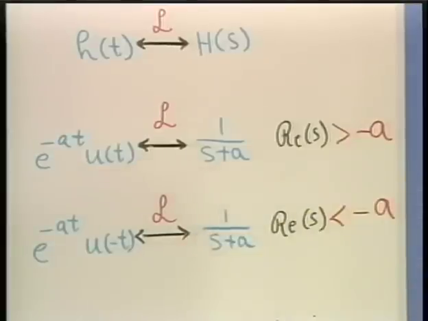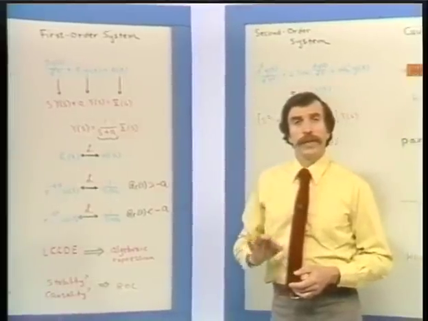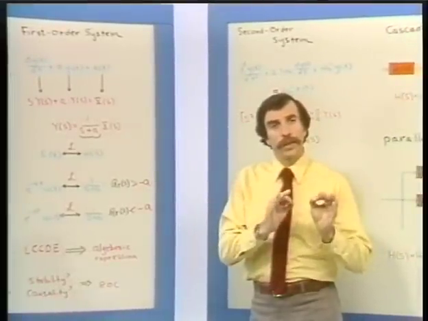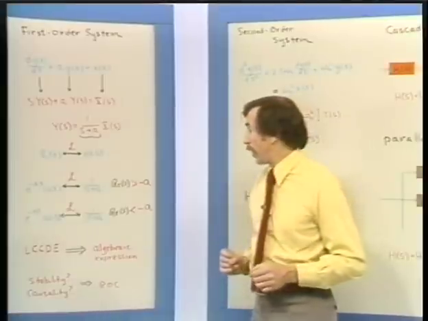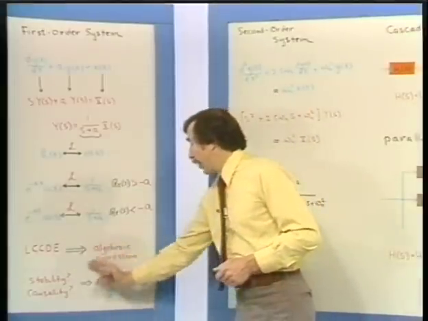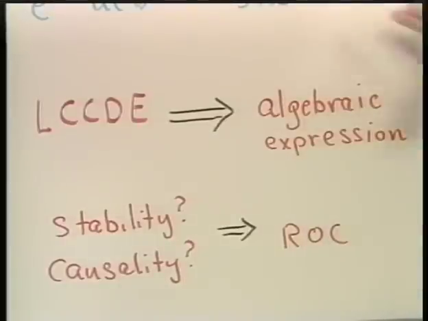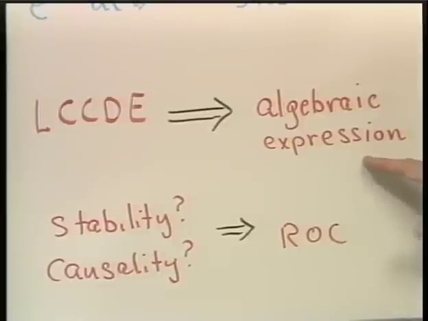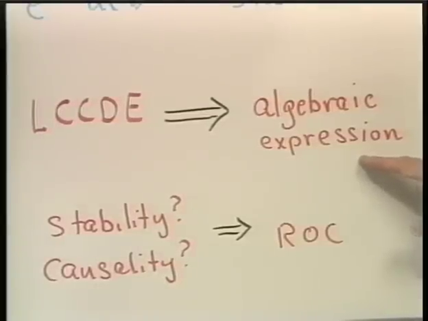So a very important point is that what we see is that the linear constant coefficient differential equation gives us the algebraic expression for the system function, but does not tell us about the region of convergence. We get the region of convergence from some auxiliary information.